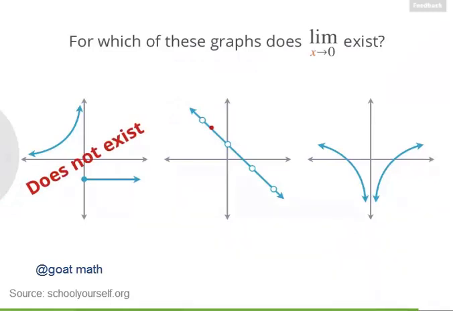For the second function, the left and right limits both equal the y-coordinate of the hole in the function over here, so this limit exists. And for this last function, the function is going off to negative infinity as x approaches 0 from both the left and right sides. Because the left and right limits both equal negative infinity, the two-sided limit exists and equals negative infinity as well.